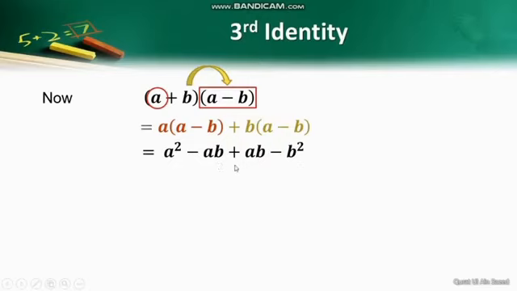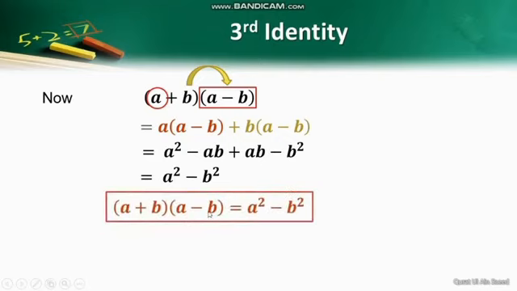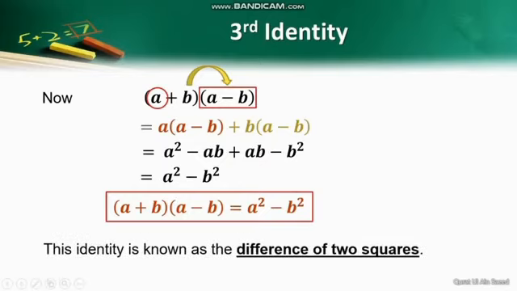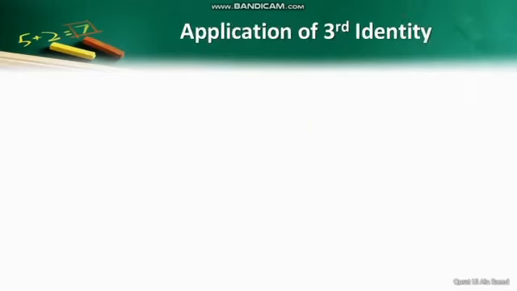We observe that the middle terms are the same here but opposite in sign, so they cancel each other. Hence we are left with the squared terms only. This is our third identity and it is called the difference of two squares. Now let's take an example for the application of the third identity. The question is, how would we know where to apply the third identity? Firstly, it will be a product of two expressions. Secondly, one expression will be a sum and the second will be a difference of two same terms.